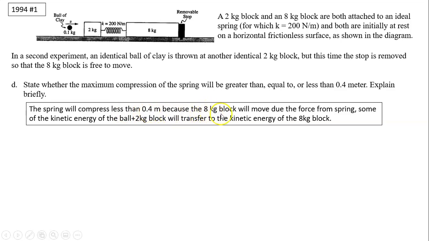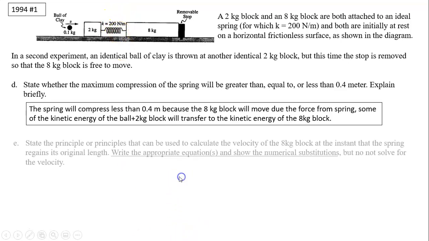This is again because the 8 kilogram block will move due to the force from the spring. Some of the energy in the 2 kilogram block plus the ball will change into the kinetic energy of the 8 kilogram block. So therefore you have less energy stored in the spring.